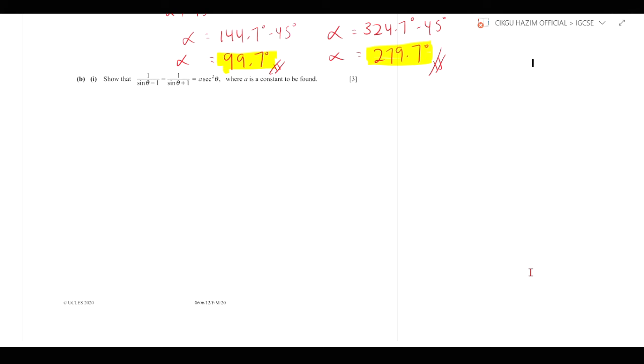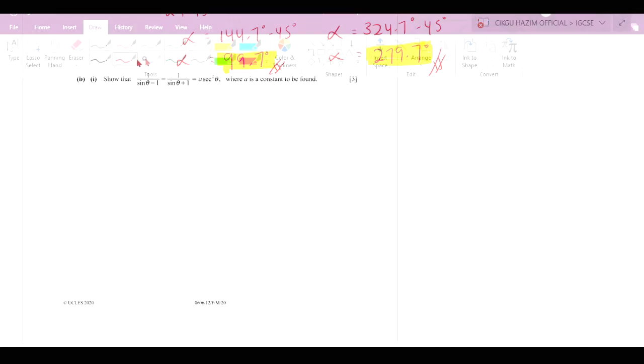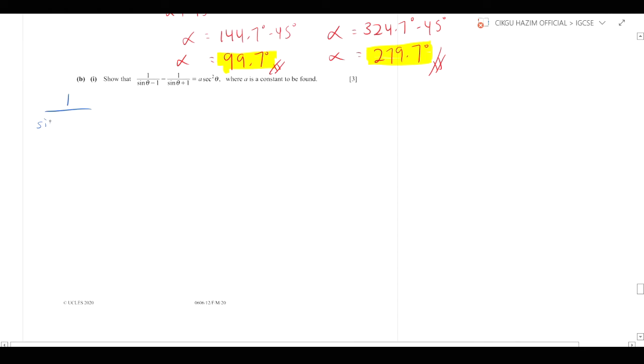In this kind of thing, if you do a lot of exercise in proving the trigonometry identities, you will get it and you will see how it looks like. But to make it clear, you see that it's written as 1 over sine theta minus 1, minus 1 over sine theta plus 1.